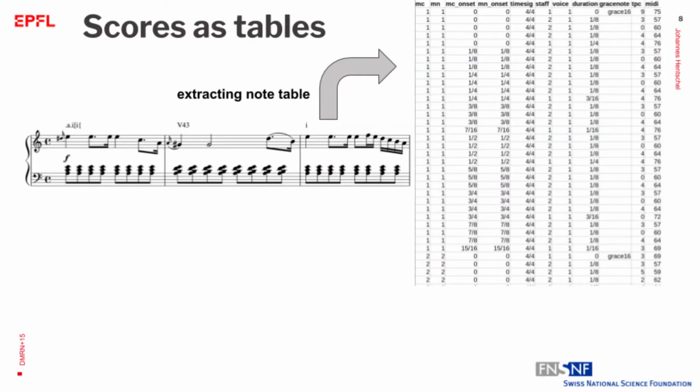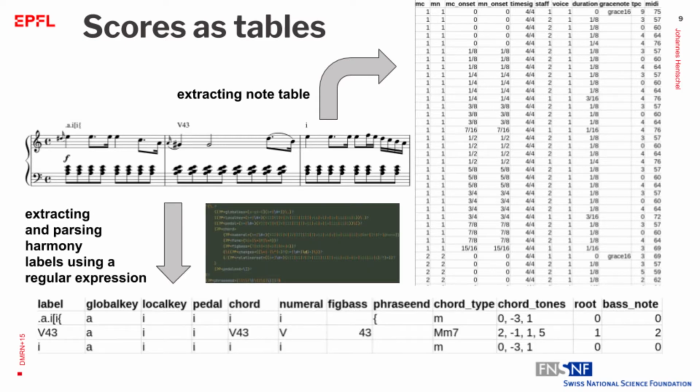Staying with the beginning of the A minor sonata, we see on the right side how such a note table looks like. Every note is a row, and the columns encode its position, pitch, and duration. Similarly, the columns of the annotation table, corresponding to the first 3 chord labels, encode their harmonic features and, of course, their positions, which are not shown here.